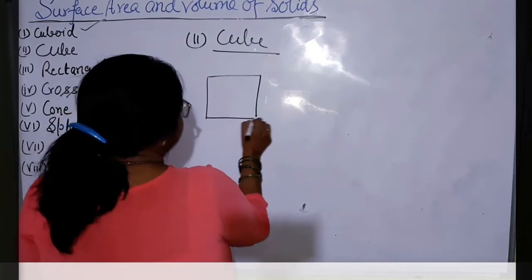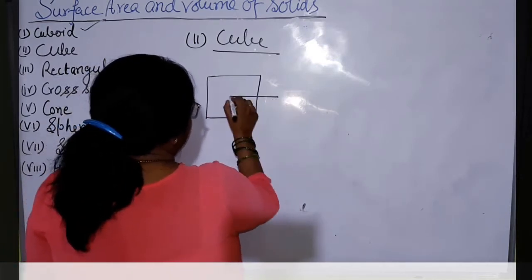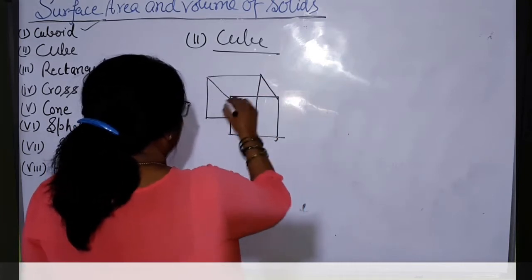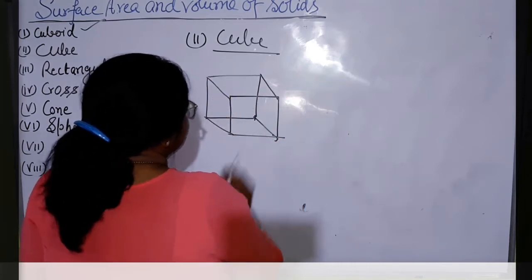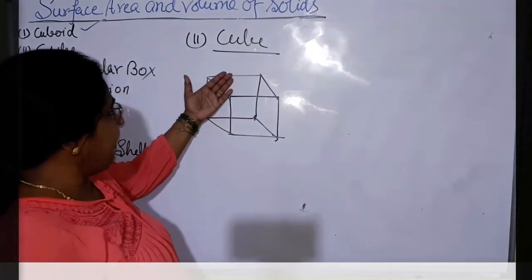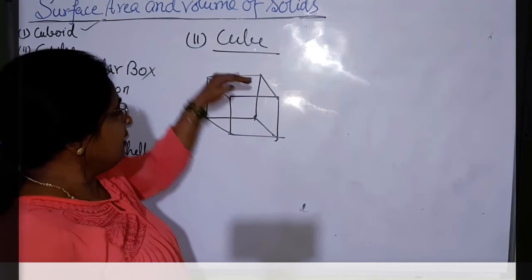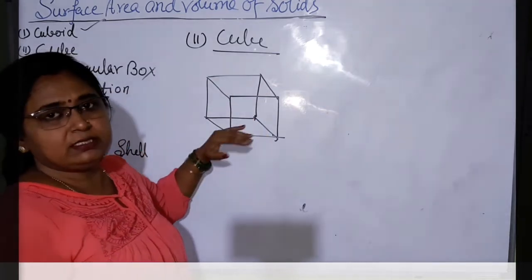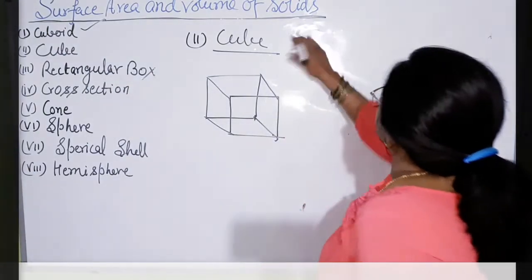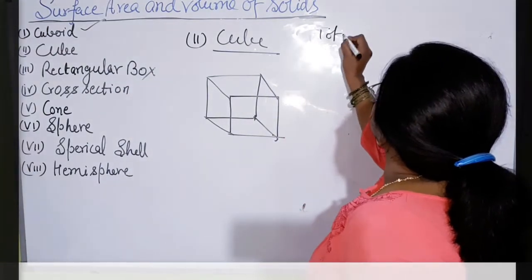One square, one more square, and join their corners, it means 6 faces. Again, front, back, left, right, up and down. 6 squares are there. Then what will be the total surface area?